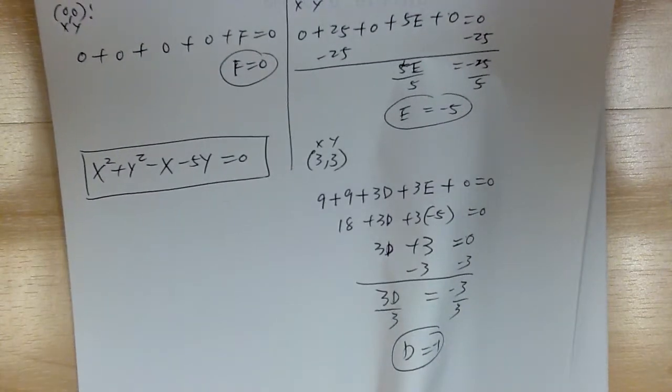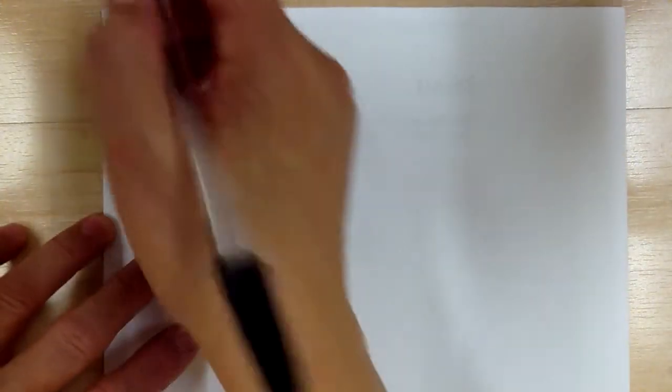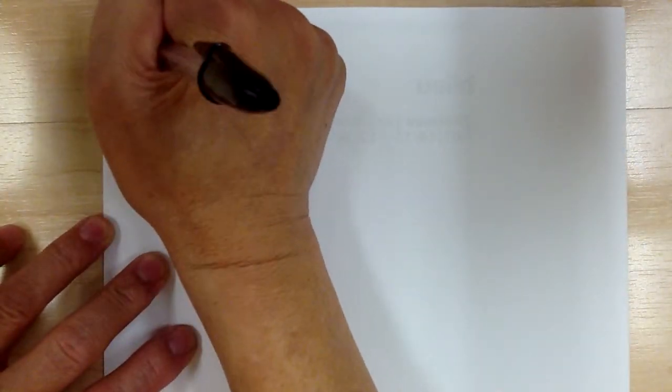Okay, let's go to number 46. Okay, 46 is the same thing, right? So if it's circumscribed about a triangle, that means it goes through those 3 points. Okay. So number 46.